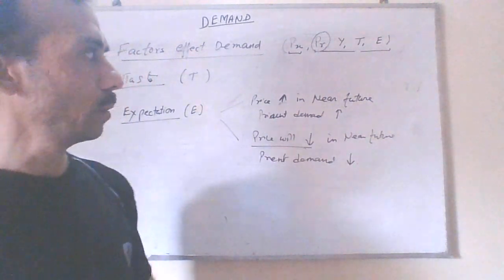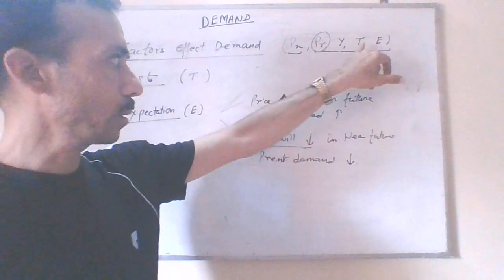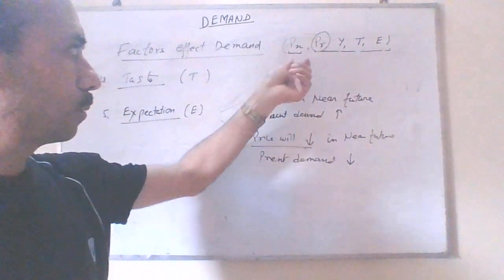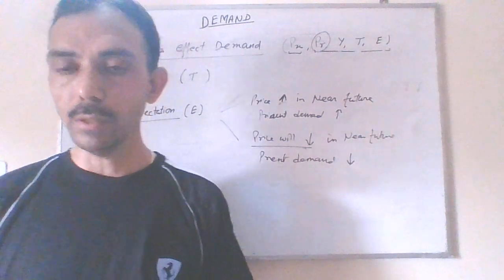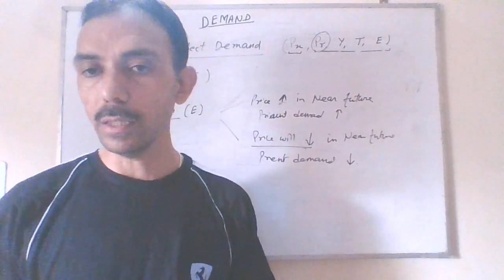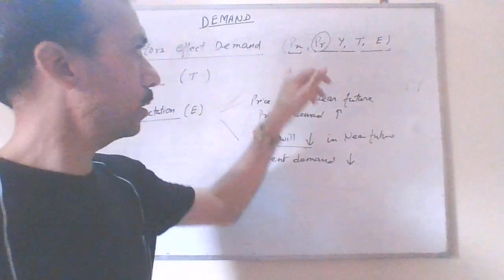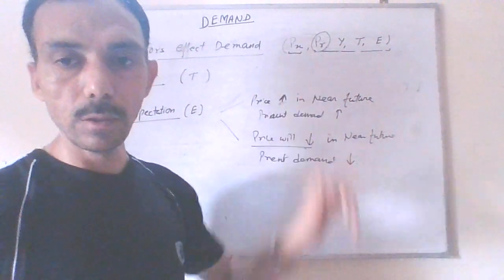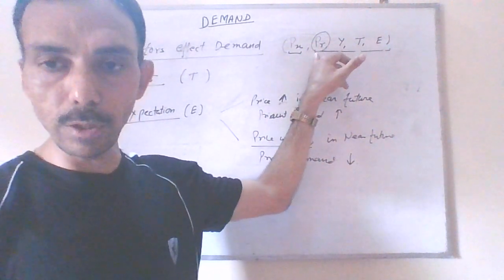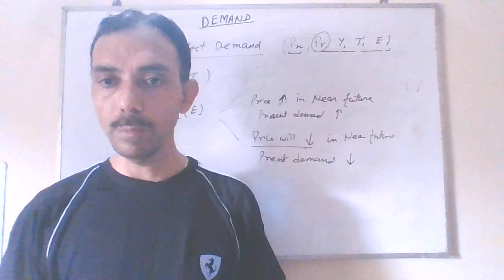These were the price of own commodity, price of related commodity, consumer's income, consumer taste, and consumer expectation on that commodity. The price of the commodity highly affects the demand for a commodity. Price and demand are inversely related, keeping other factors unchanged. If the other factors remain unchanged, price and demand are inversely related. This is also known as the law of demand. The next one is the price of the related commodity. Related commodities are of two types: substitute goods and complementary goods.